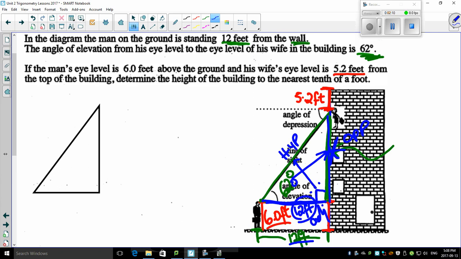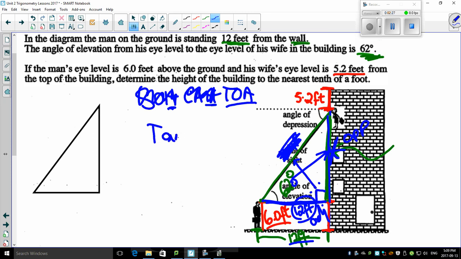That's going to be another SOH CAH TOA question. And if you look, hypotenuse, you're not calculating this. So guess what? Sine is gone because it has hypotenuse in it. Cosine is also gone. That's got to be another tangent question. So tan of the angle, which is 62 degrees, equals the opposite, which is what we're trying to find, over 12 feet. Okay, the distance the man is standing away from the building.